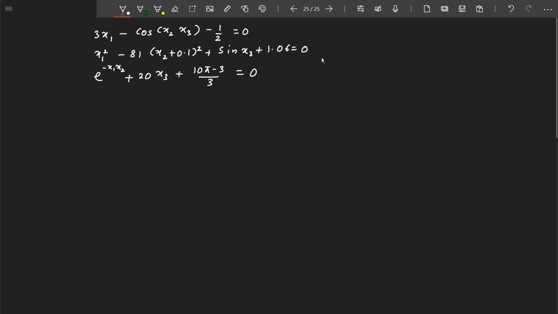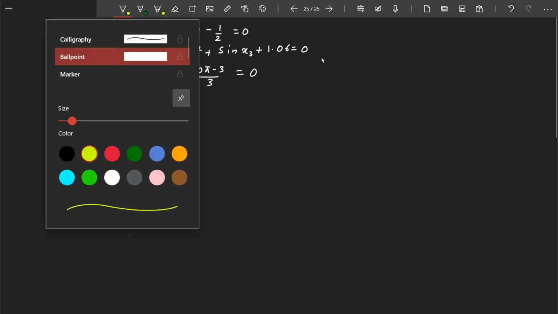If you can see, this is obviously not a linear equation, because when you talk about a linear equation, there will be coefficients and there will be variables. But if you see, there are transcendental terms like cosine, exponential, then squaring. So obviously this is a system of non-linear equations. Okay, and this is very interesting. Now what you have to do is solve this system of equations using the Newton-Raphson method that we have just discussed.